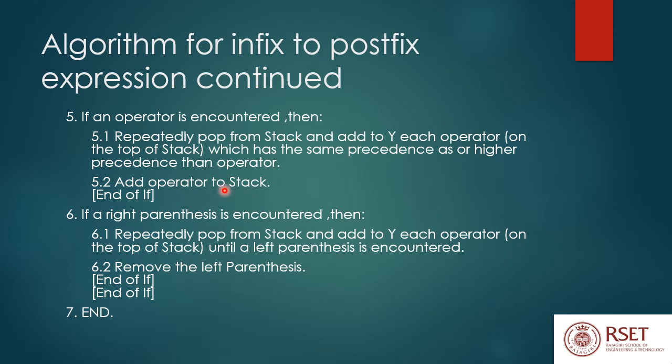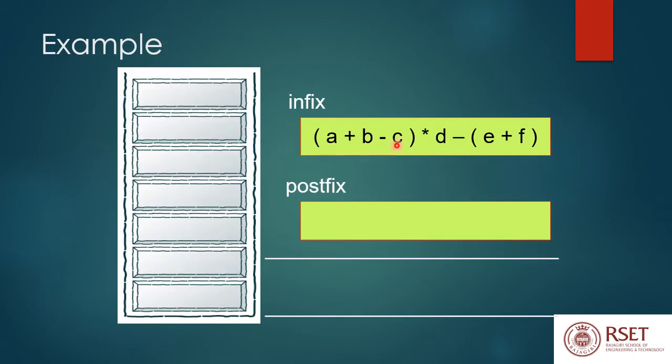So what should you do when an operand is found, when an opening bracket is found, when an operator is found? Again, if a right parenthesis is encountered, then you have to continuously pop the elements from the stack until you find its corresponding opening bracket. Once you find that opening bracket, just remove it from the stack and continue with the expression. This is the basic algorithm. Here, I'll show you an example of how it works. I have an infix expression here, which is our x. I want to convert it to y, our postfix expression.